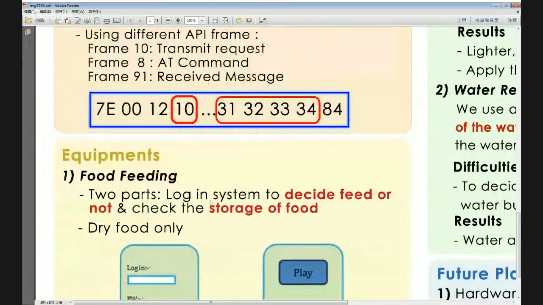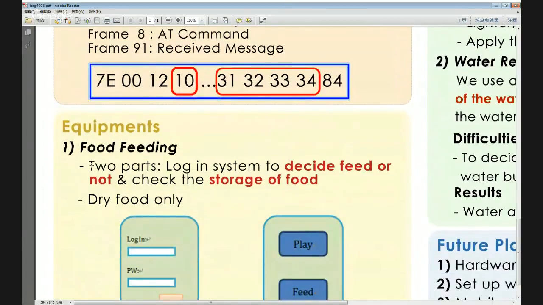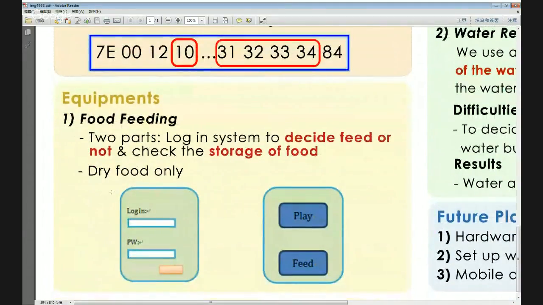Then we would like to talk about the equipment. In the equipment section, we will provide 5 functions of the smart pet house. The first function is food feeding. Food feeding introduces 2 parts of the food feeding machine, which are the function of providing the food and the other function of checking the storage of food.